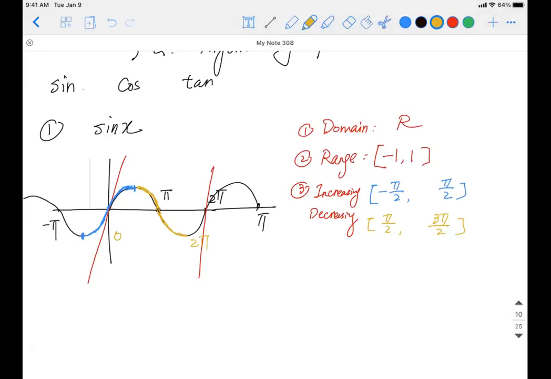However, sine x is a periodic function, right? We all know that. So that is only good for one period. You need to expand it to all those domains. This domain is entire R, not only from minus pi to pi or something. So how to make it generic to the whole domain? You just have to add the period, plus 2k pi.